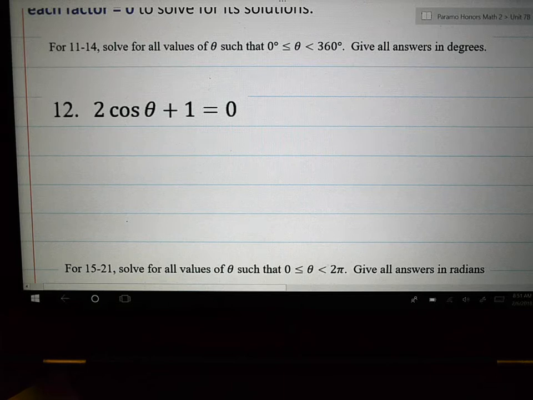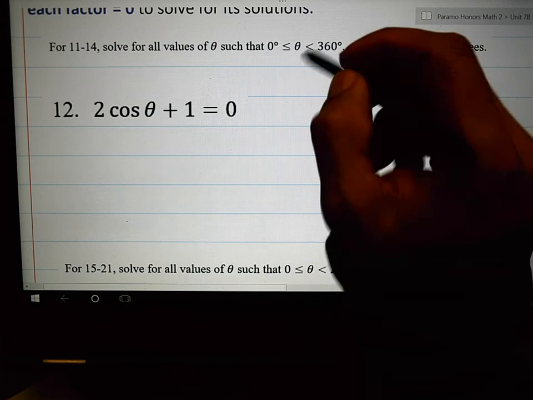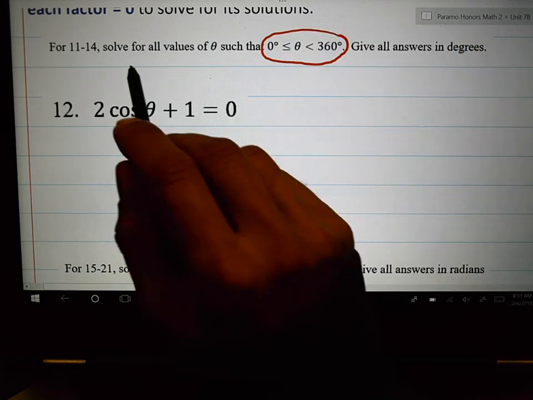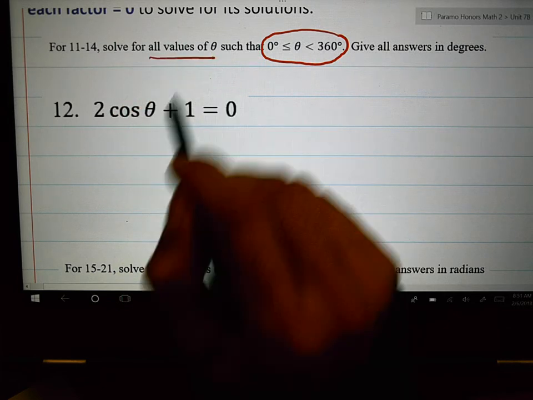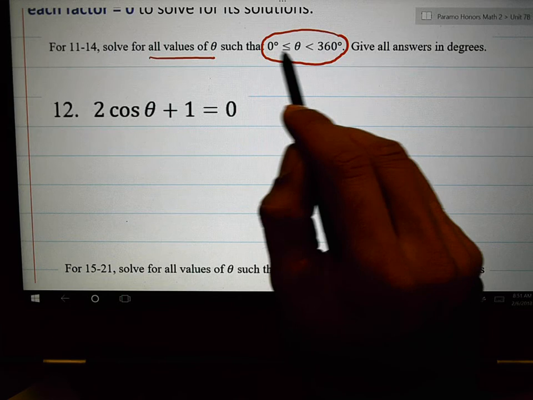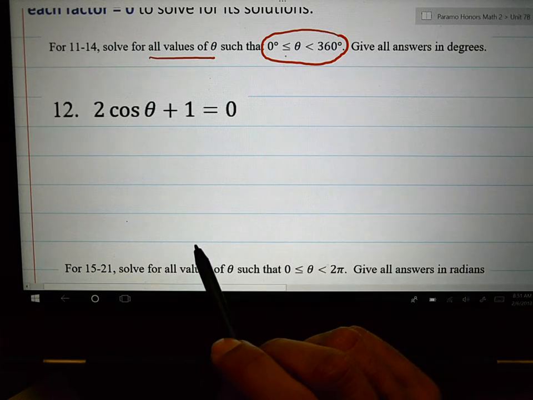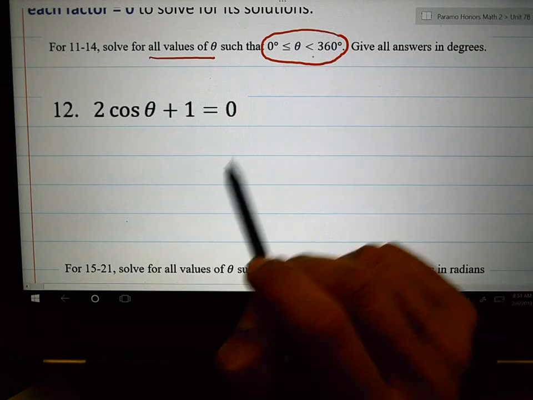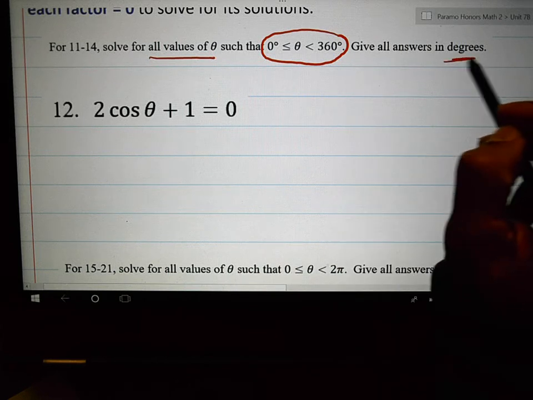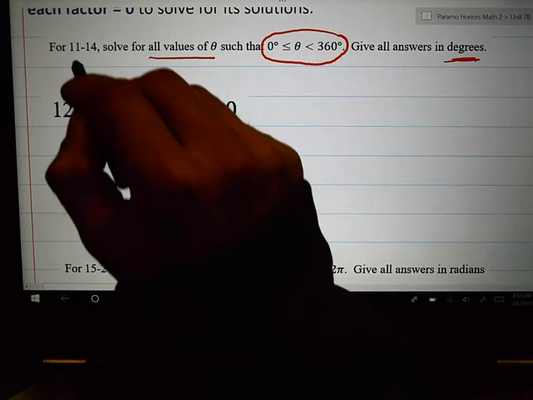Let's start with number 12. The first thing I'm going to point out to you is it tells you solve for all values of theta. We're finding an angle that's somewhere between 0 and 360 degrees. Notice it's not equal to 360. And we're going to give all answers in degrees. That's what we're doing for numbers 11 through 14.